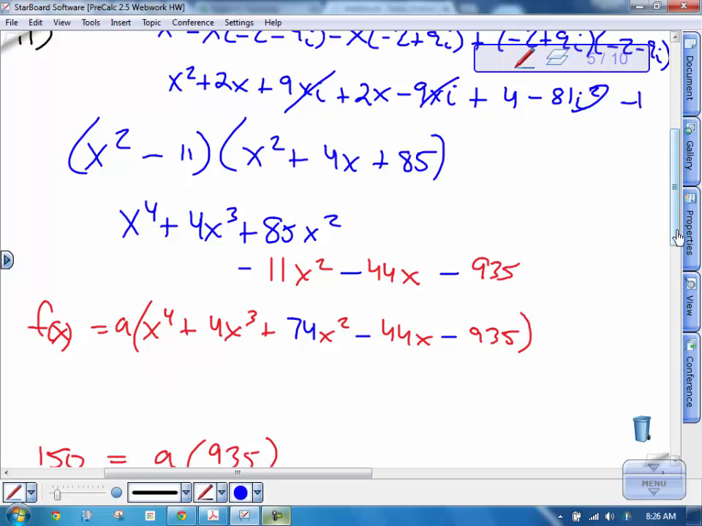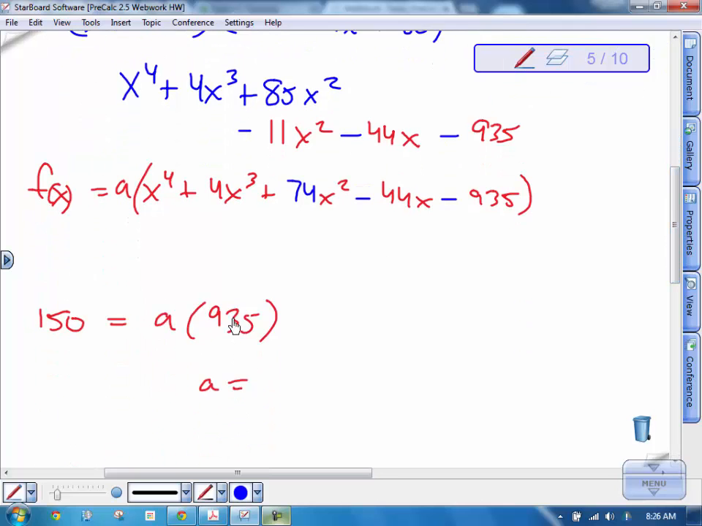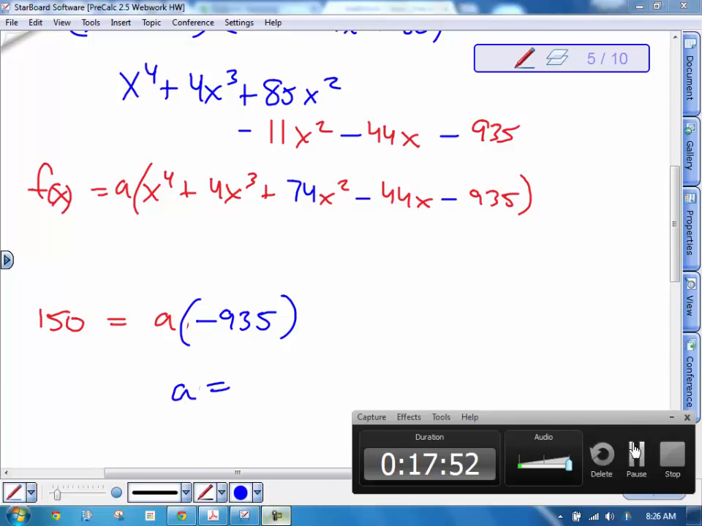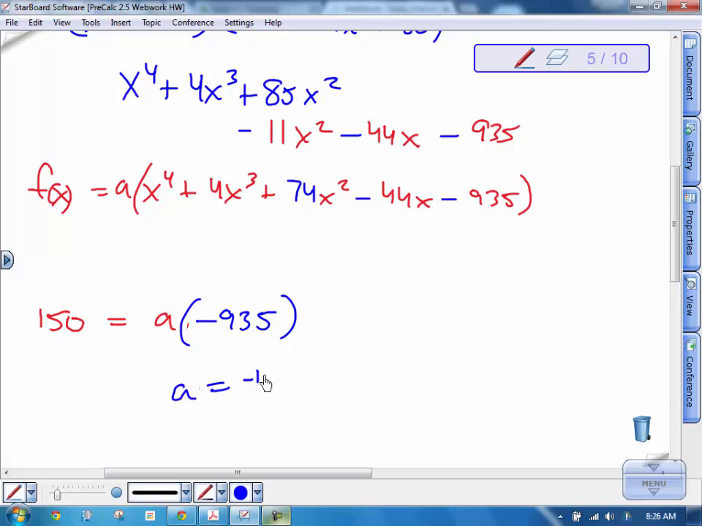All right, so let's try this again. When I plug in 0 for x, I get negative 935. So my A becomes 150 over negative 935, which is negative 30 over 187. I'll just leave it as a fraction. So I'm going to put that right here and see what Webwork needs for their answer real quick.